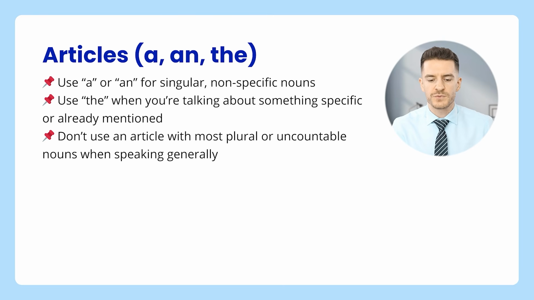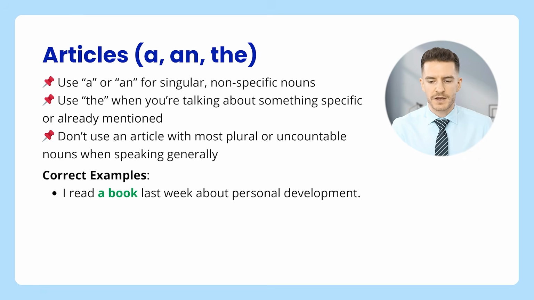Now, sometimes we don't need to use an article, and that's normally true with most plural or uncountable nouns when you're just speaking in general. So let me give you an example. If you say something like dogs are cute, well, we don't need a or an because we're not talking about a singular thing, and we don't need the because we're not talking about any specific dogs. We're just talking about dogs in general, so we would not use an article here.